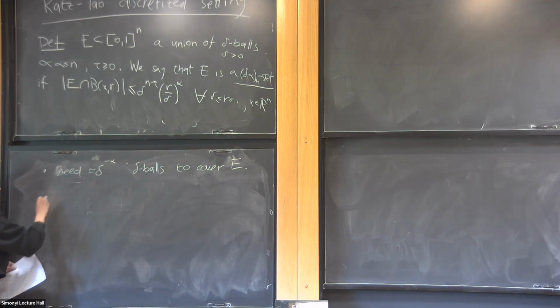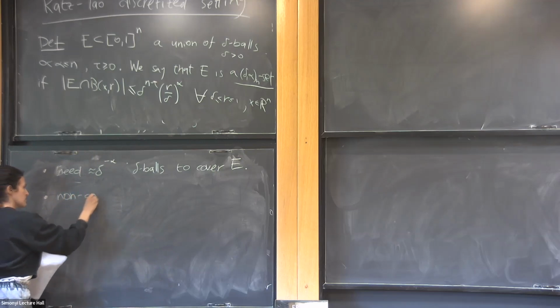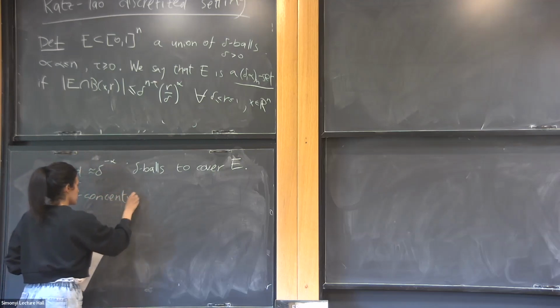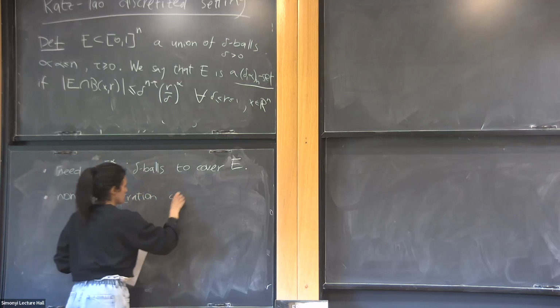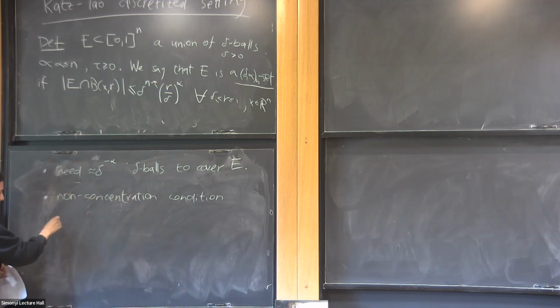And the other condition, when I take a general R, how do I see this? I see it as a non-concentration condition. What do I mean by that? First of all, I have a set, and I think about it as a union of delta to the minus alpha delta balls. But if I restrict to a smaller ball, I don't want all the set to be inside this ball. I want it to look more or less like the big set.